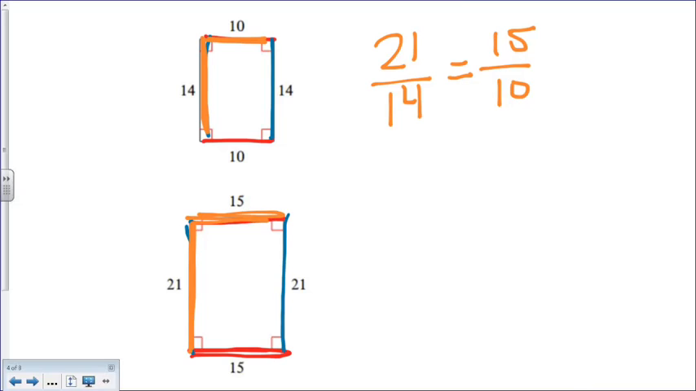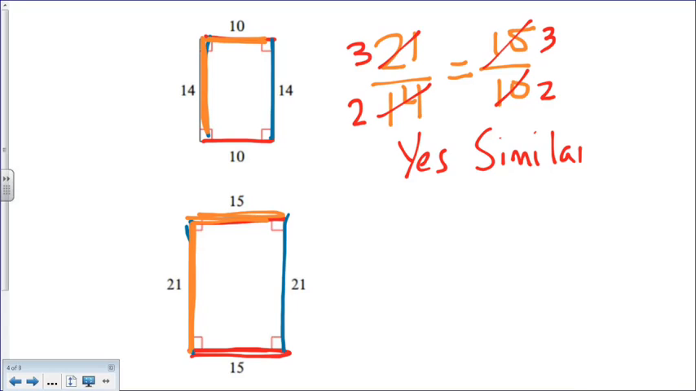Now, it makes it really simple. Can I reduce 21 over 14? Well, 7 goes into both of those. 7 goes into 21 3 times, and 7 goes into 14 2 times. For this fraction, 5 goes into both: 5 goes into 15 3 times, and 5 goes into 10 2 times. So they are equal. Just by looking at their side lengths, I compared big to small, meaning the big width over the little width, so 21 over 14. If they're the same ratio, meaning 3 to 2, then they are similar. So yes, these are similar. That's how you set up this problem.